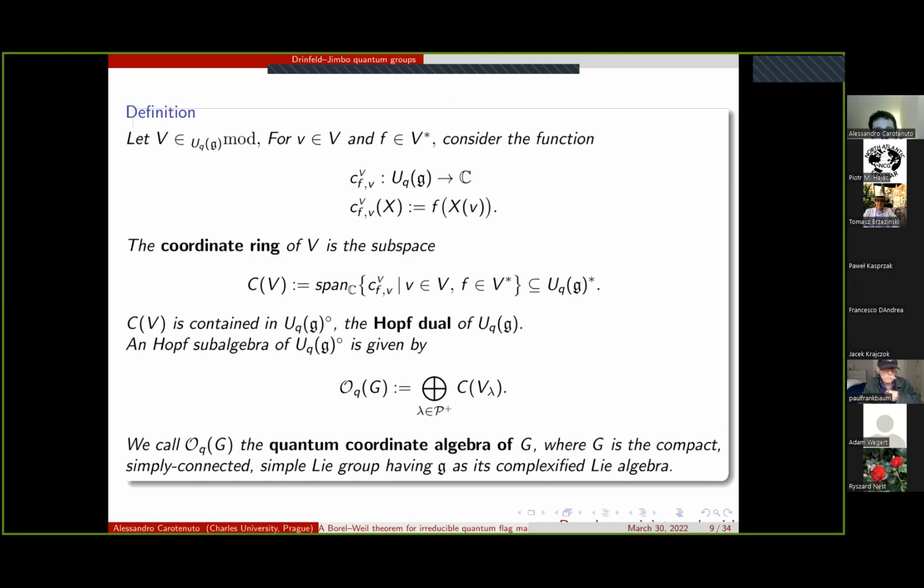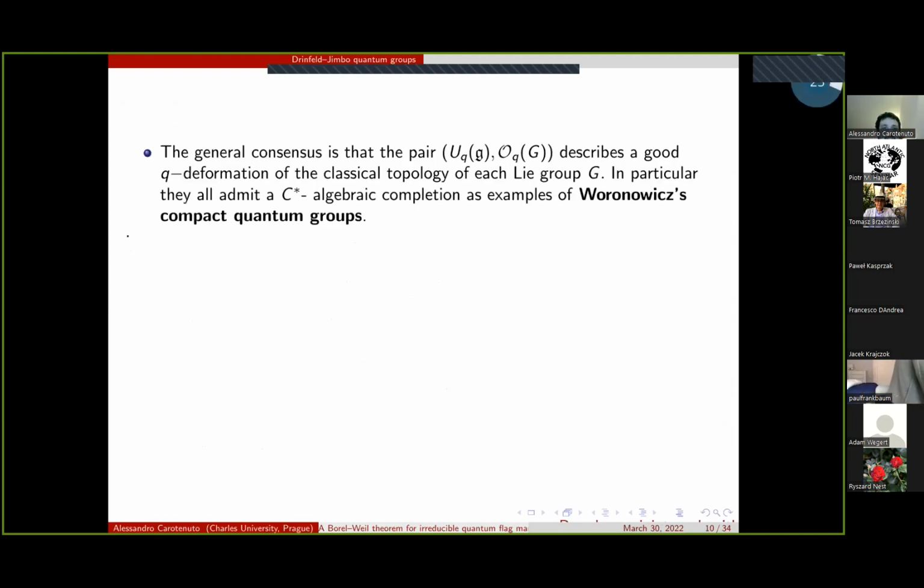Of course, if you think in particular of U_q(G) to be U_q(sl2) and O_q(G) to be quantum SU(2), then you get back all the well-known construction of Woronowicz of quantum SU(2). And in fact, the general consensus about this pair of objects, the quantum enveloping algebra and the quantum coordinate functions of the group, is that they describe a good q-deformation of the classical topology of each Lie group.